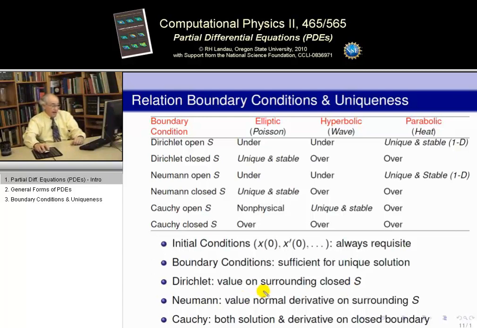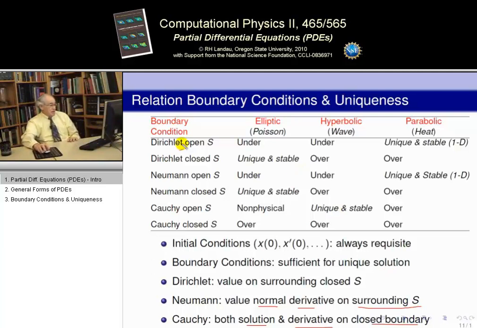If we know the value of the normal derivative of the solution, okay, so that's a normal derivative on the surrounding surface, which completely encloses everything, then we have what's known as a Neumann boundary condition. And Cauchy has both the solution U and derivative known on a closed boundary. So that's a lot of information, and sometimes the statement of the problem tells you all that.